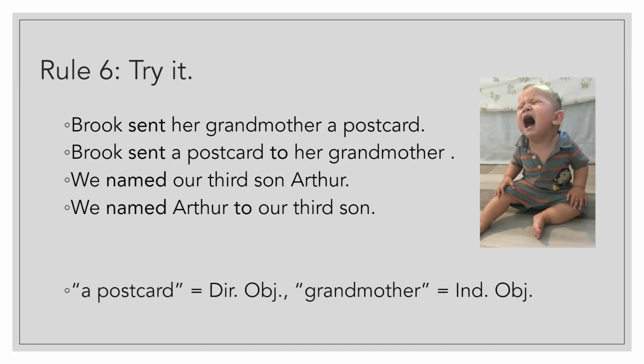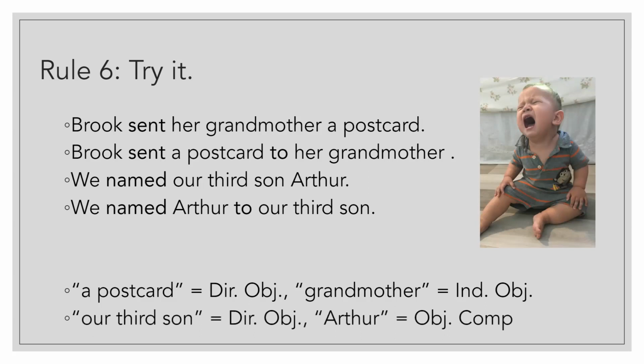It's not grammatical. So because I can do the old switcheroo on the first example with grandmother and postcard to her grandmother, that tells me I have a direct object and indirect object. Notice again, the indirect object will be the one after the preposition, to her grandmother. But with Arthur and his name, I can't switch them around, right? So that tells me I have an object and a complement relationship there.